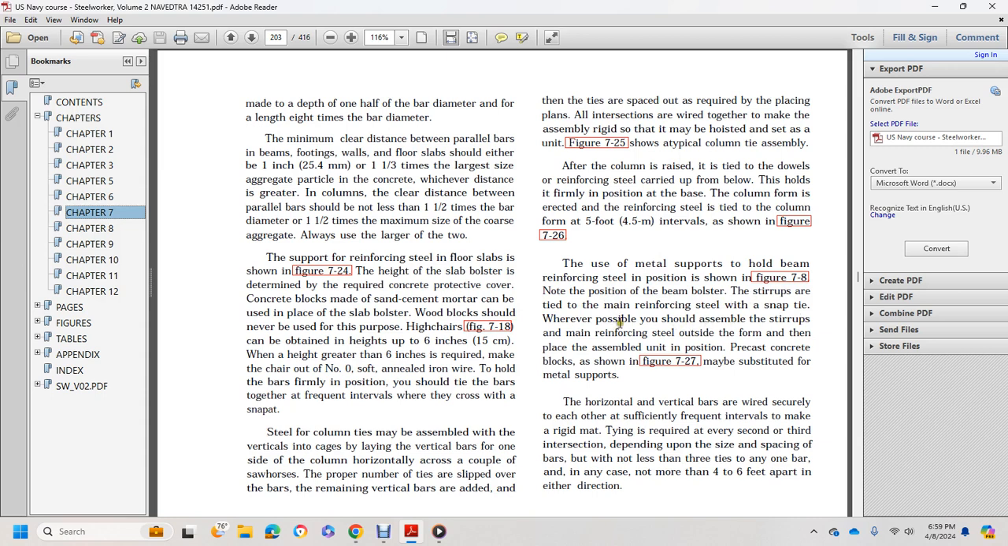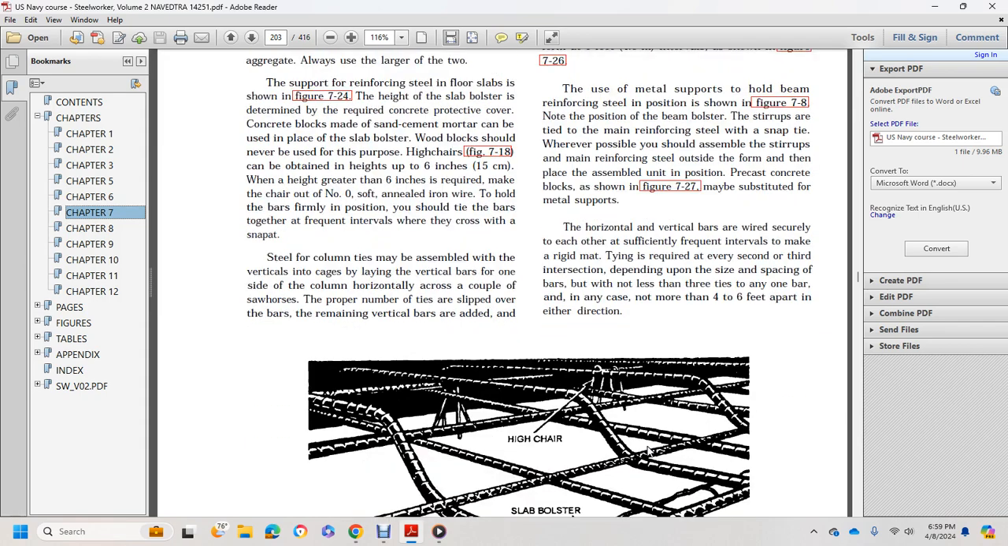Whenever possible, you should assemble the stirrups with the main reinforcement steel outside of the form. Place the assembled steel in position. Precast concrete blocks, shown in figure 727, may be substituted for metal supports. Horizontal and vertical bars are securely tied to each other sufficiently at frequent intervals to make a rigid mat. Tying is required at every second or third intersection, depending on the spacing of the bars. Not less than 3 ties within 1 bar, and in any case no more than 4 to 6 feet in either direction.